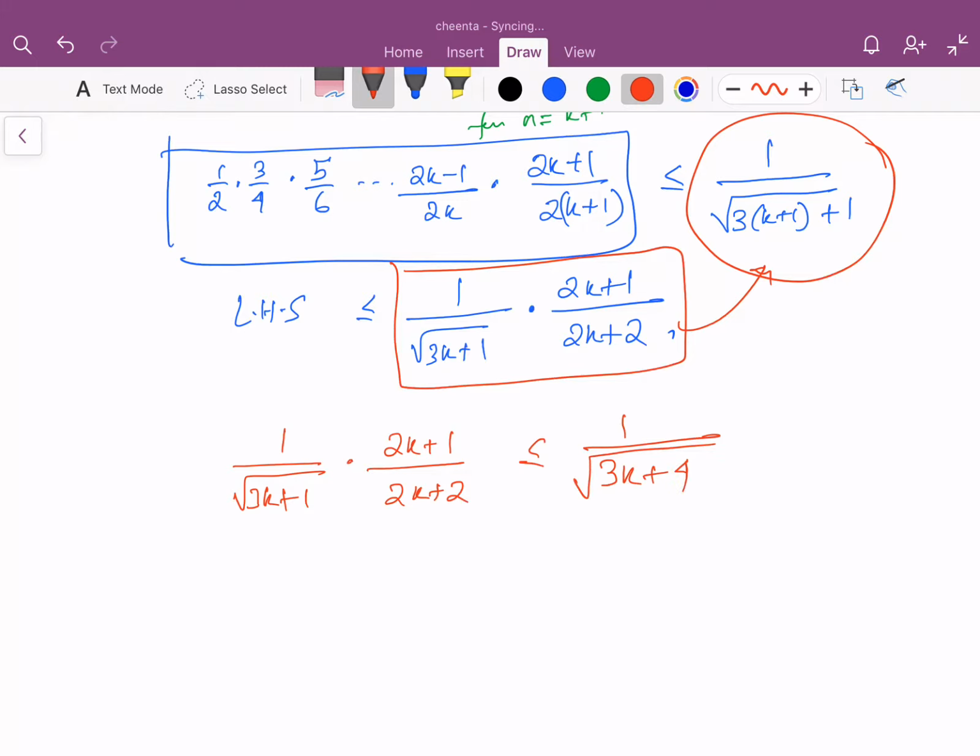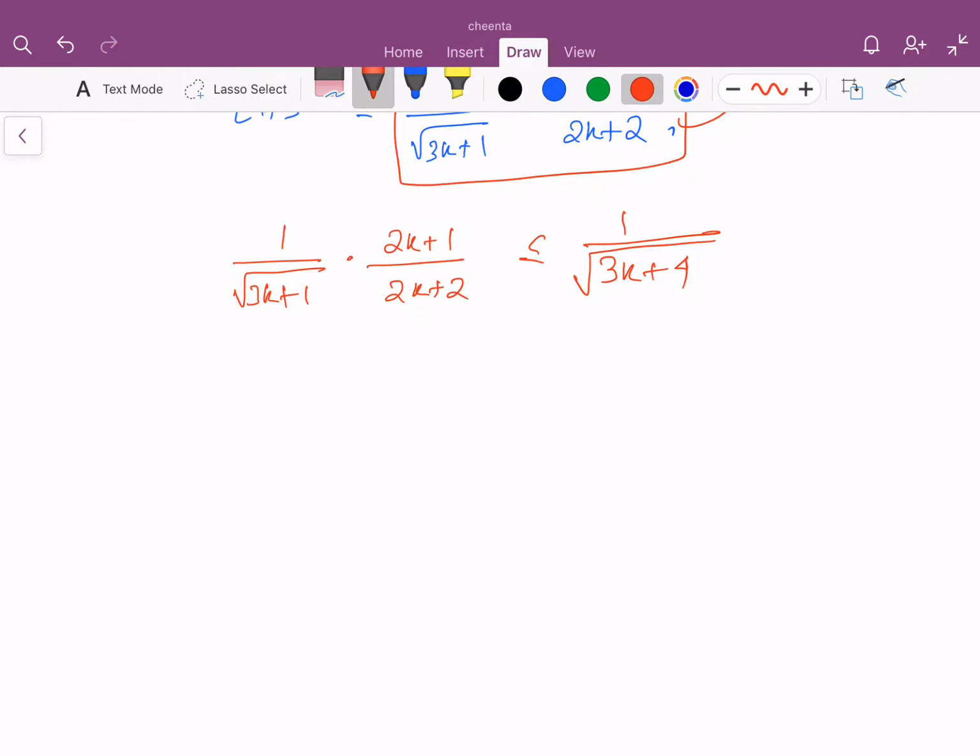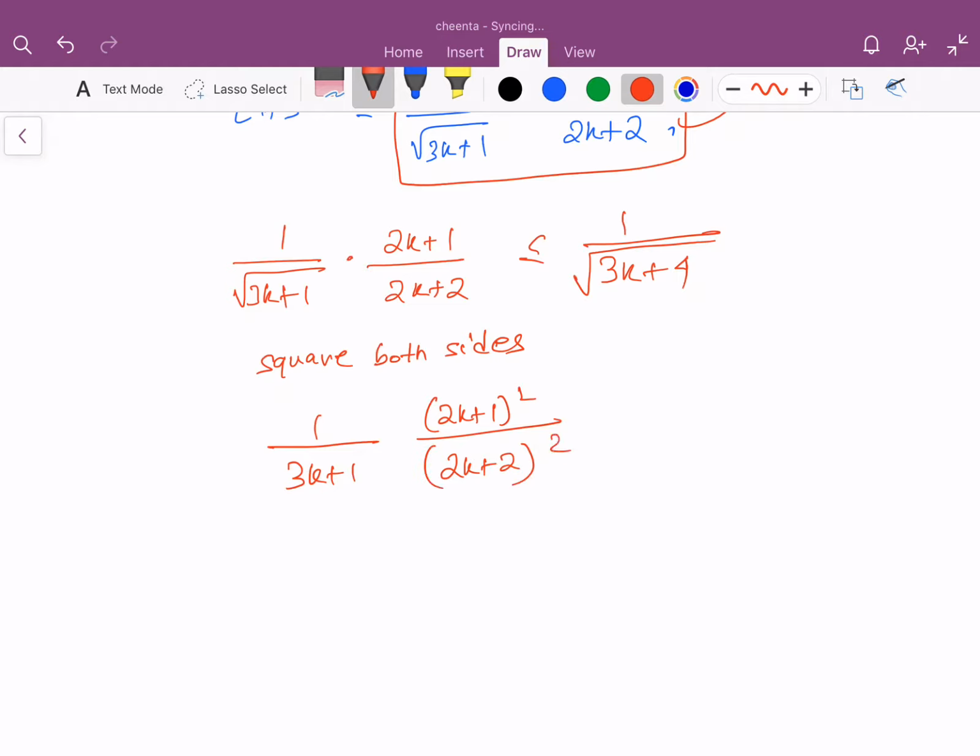So this is a standard technique. You start with what you want to show and you end up with a true statement. Then you can say that whatever you started off with is correct. So what we do is basically we square both sides. Squaring both sides, we get 1 over 3k plus 1 times 2k plus 1 squared by 2k plus 2 squared. We want to show that this is less than or equal to 1 over 3k plus 4.